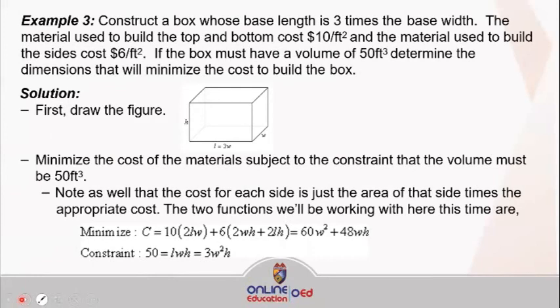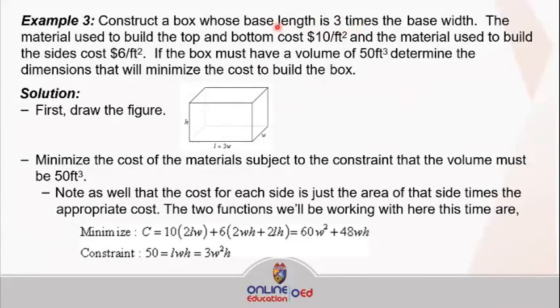Okay, for the next problem, which is problem number 3: construct a box whose base length is 3 times the base width. The material used to build the top and bottom costs $10,000 per square foot, and the material used to build the sides costs $6,000 per square foot. If the box must have a volume of 550 cubic feet, determine the dimensions that will minimize the cost to build the box.